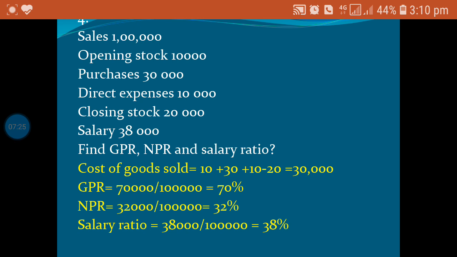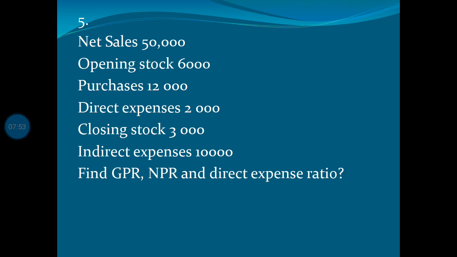Another question is calculate salary ratio. Salary ratio is equal to salary divided by net sales into 100. Rent ratio is equal to rent divided by net sales into 100. Particular expense divided by net sales into 100, that is expense ratio. So here salary ratio is equal to salary 38,000 divided by sales 1 lakh into 100, that is 38%.